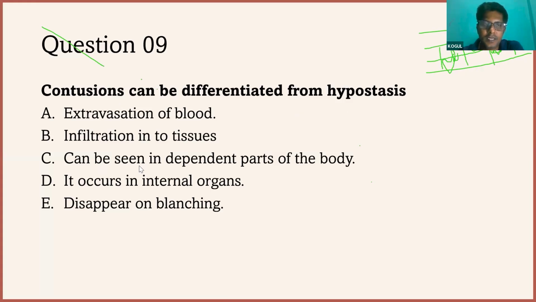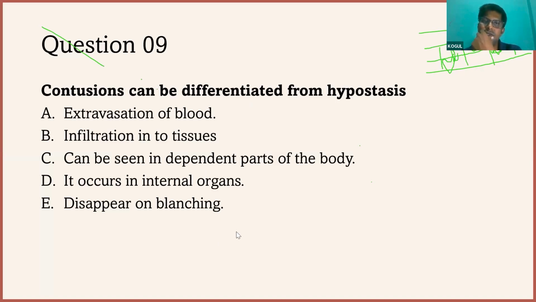So can be seen in dependent part of the body, cannot differentiate from hypostasis because hypostasis also occurs in the dependent part of the body. That's why this term is false. So when you answer this question, if they ask whether contusion can be seen in the dependent part of the body, it is true. But the question is can it be differentiated from hypostasis. Well, to differentiate from hypostasis, dependent part of the body is not okay, so it's false. Good. Next, it occurs in internal organs. It's true now. Contusion can occur in internal organs.